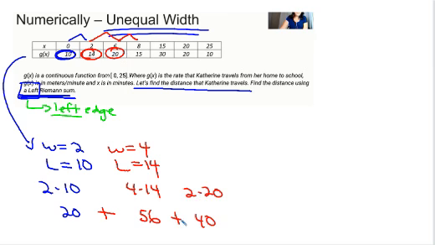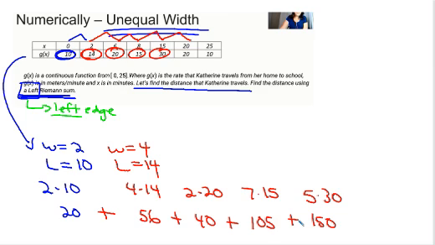This one, notice, has a different width. This one is 7 times the left edge, which is 15. That's 105. That's a plus. This one is 5 times the left edge, which is 30. So that's 150. We're adding that one on.